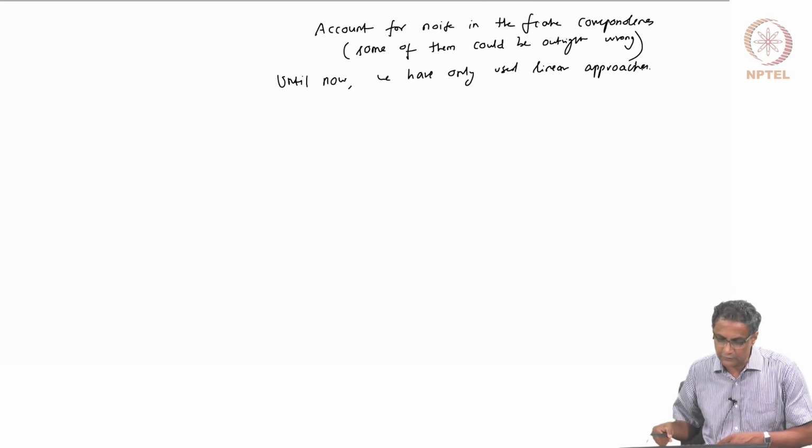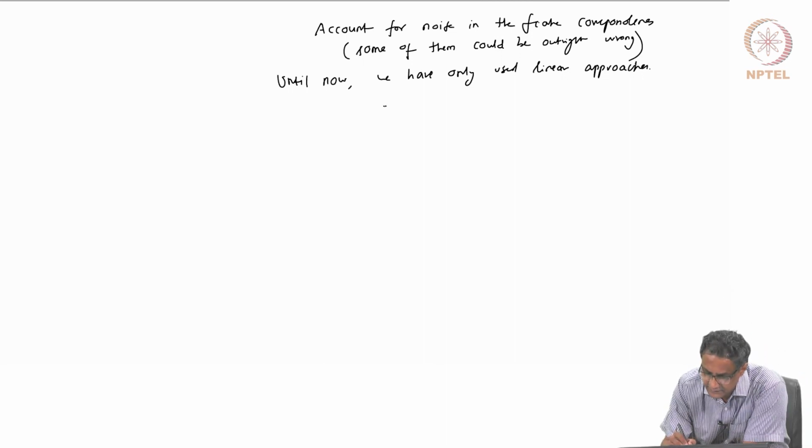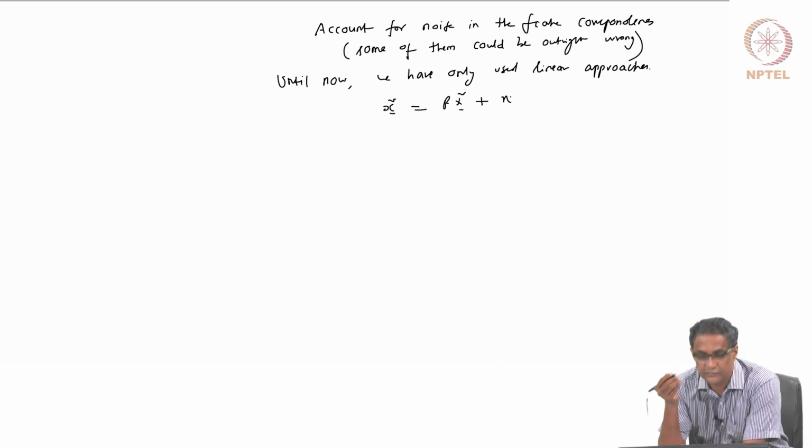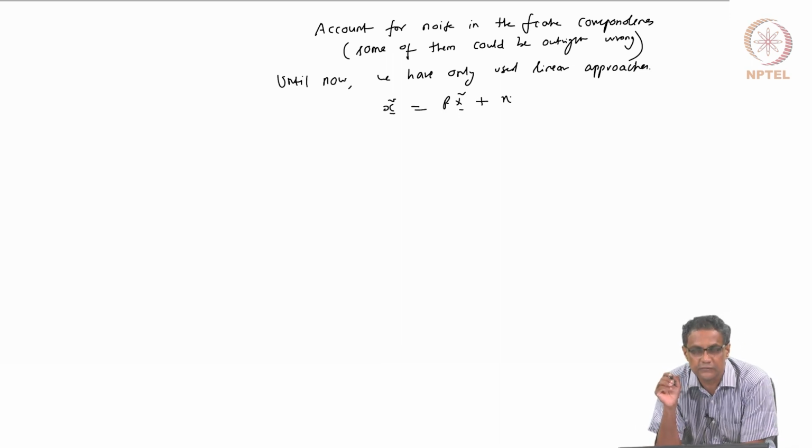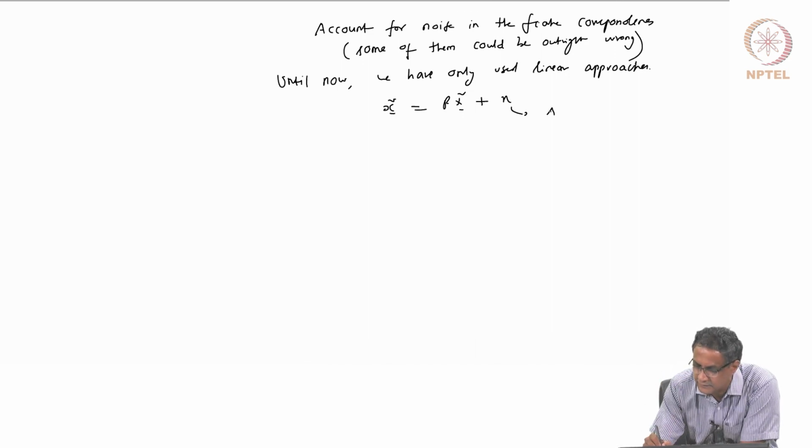And the moment you account for noise, what does it mean? It means that if you think about your x tilde, which we have written as P X tilde, plus some, let's say, n, because this noise could actually come. Okay, so what we are saying is, there could be a noise, and the simplest thing to do is to assume that this is actually AWGN.